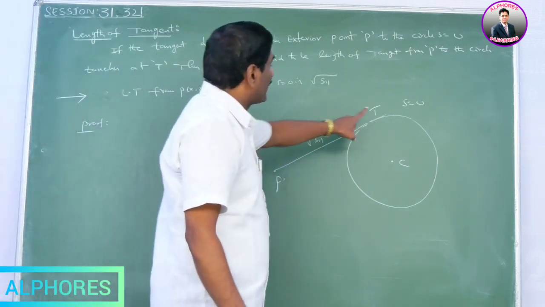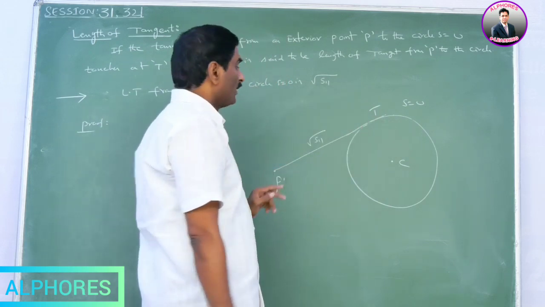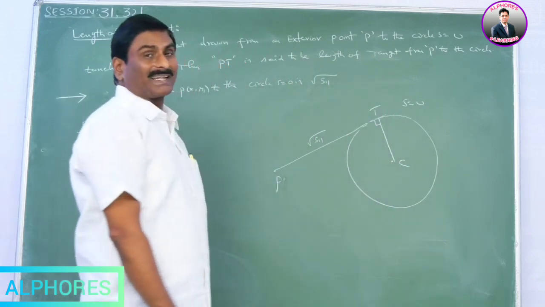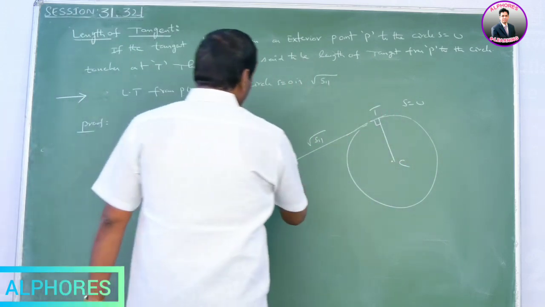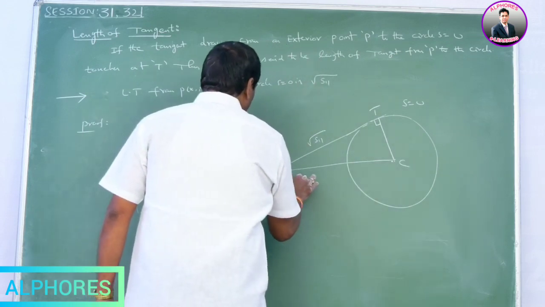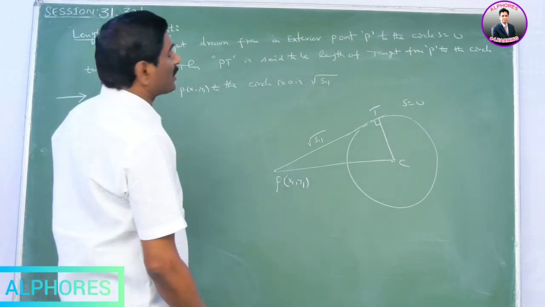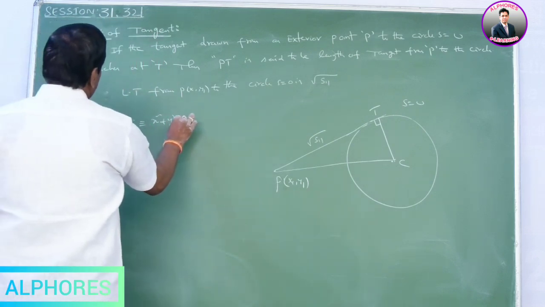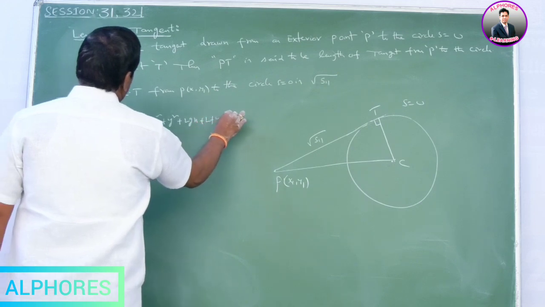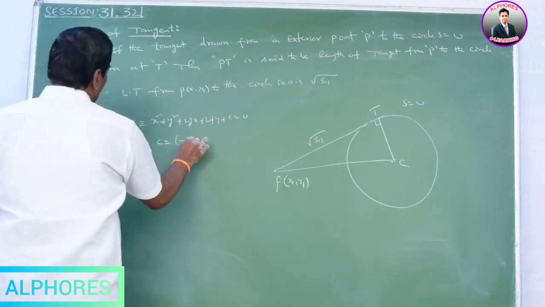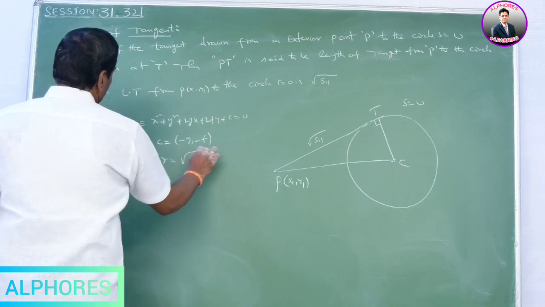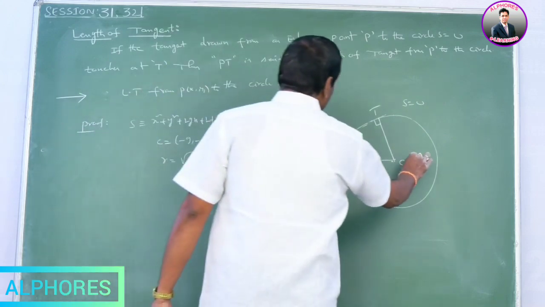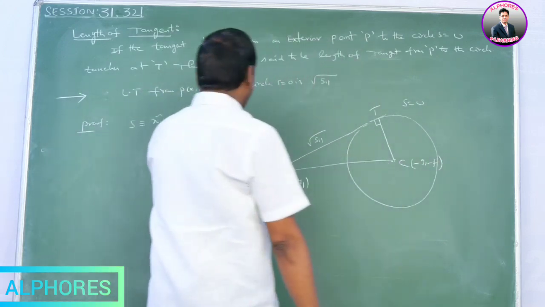Say the tangent through P meets the circle at T, then PT is nothing but the length of the tangent. Join CT, it is nothing but radius. This CT is always perpendicular to the tangent. And join PC. Here the given point P is (x1, y1). The given circle is S is equal to 0. S means x square plus y square plus 2gx plus 2fy plus c is equal to 0. Here the center of the circle is minus g comma minus f, and the radius of the circle is root over g square plus f square minus c. These are the standard formulas.